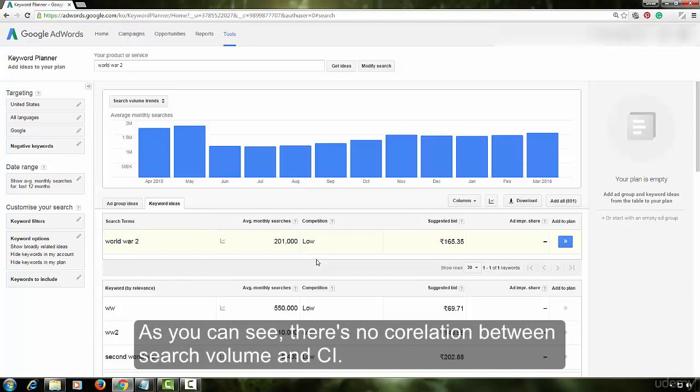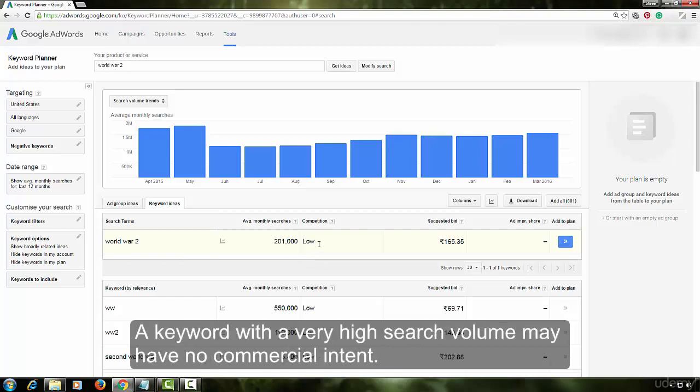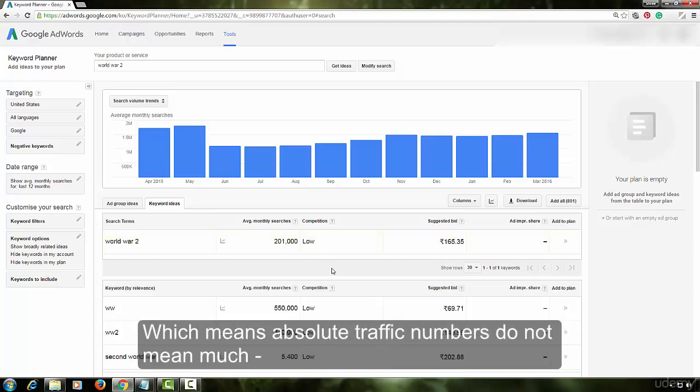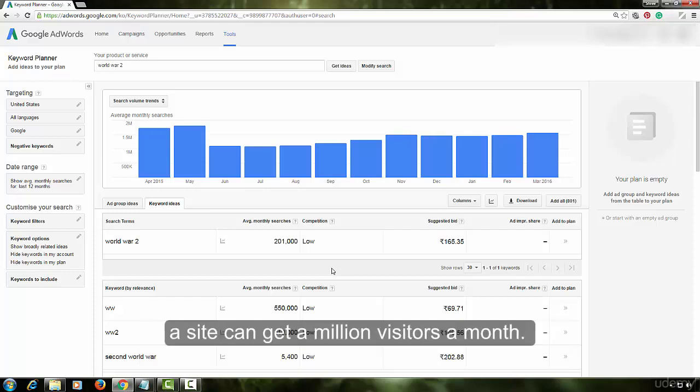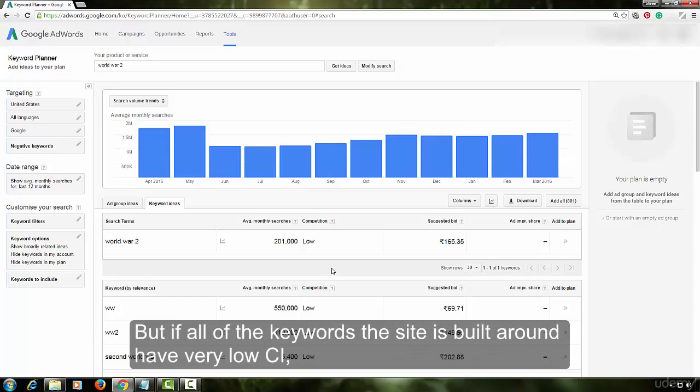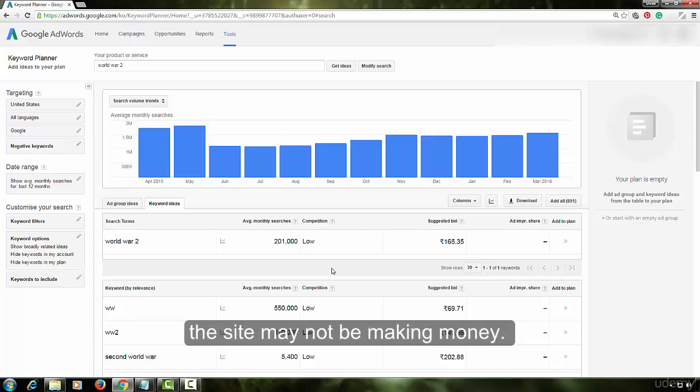As you can see, there is no correlation between search volume and CI. A keyword with a very high search volume may have no commercial intent, which means absolute traffic numbers do not mean much. A site can get 1 million visitors a month, but if all of the keywords the site is built around have very low CI, the site may not be making money.